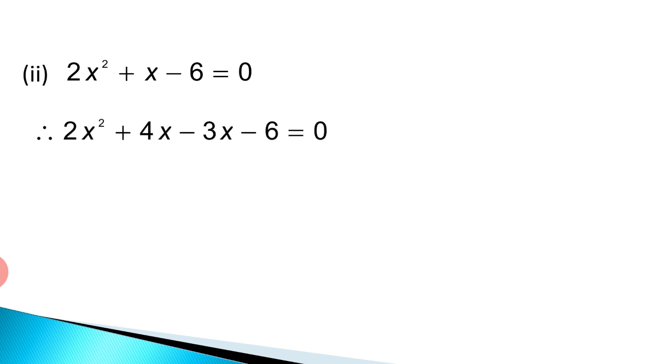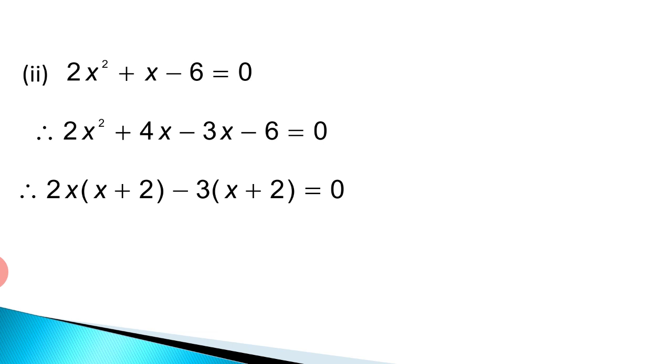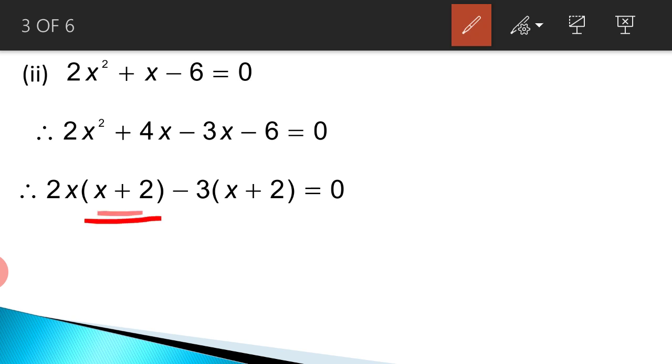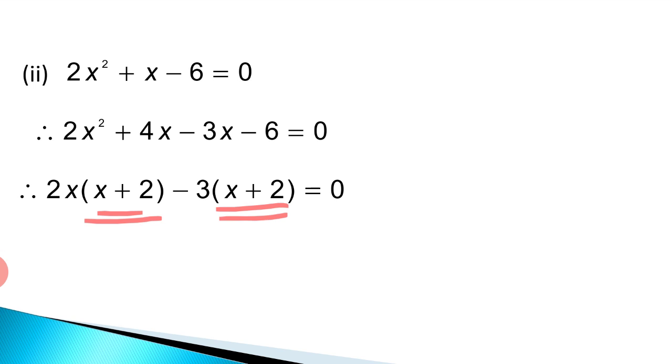So it will be 2x square plus 4x minus 3x minus 6 is equal to 0. From first two terms 2x can be taken common. So you get x plus 2, and from next two terms minus 3 can be taken common. So it will be x plus 2. In this case you should always check whether you are getting the same bracket or not. So now x plus 2 is common from these two terms. So it will be 2x minus 3 into x plus 2. So we have factorized and we got two linear factors.